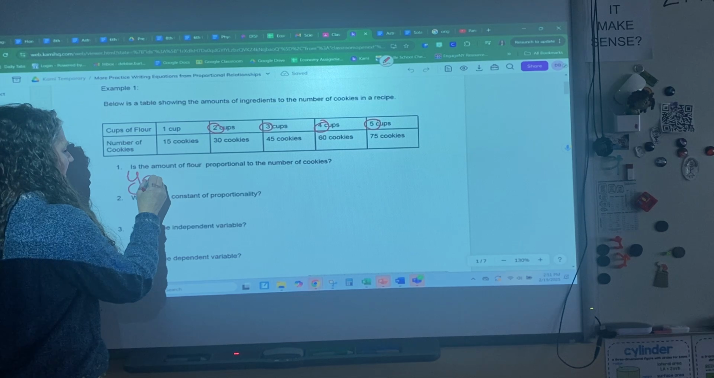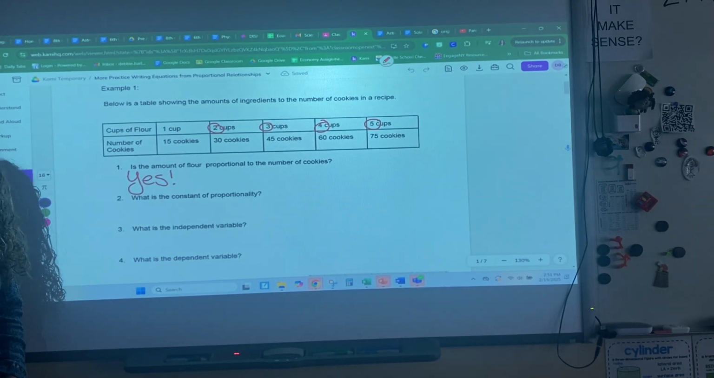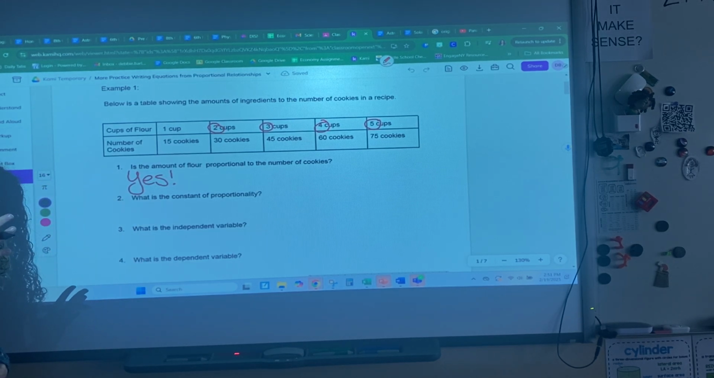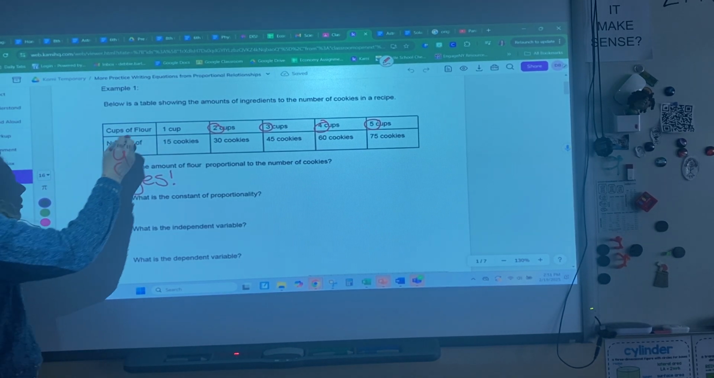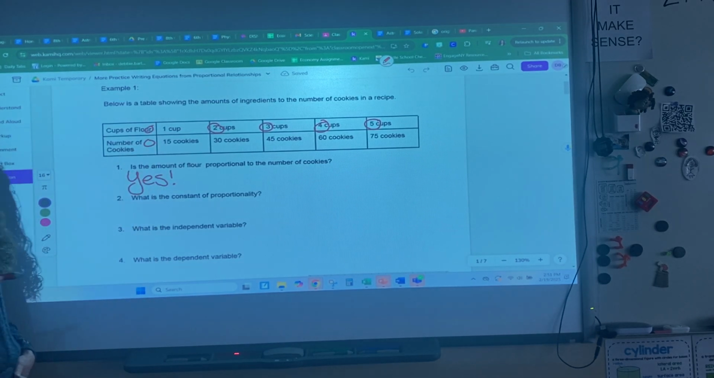Now, on yesterday's assignment, somebody said that it wasn't proportional because it doesn't go through 0. If 0 is not on my table, does that mean that 0 doesn't work here? No. If I have no flour, how many cookies am I getting? None. So is it proportional? Yes. What's the constant of proportionality?